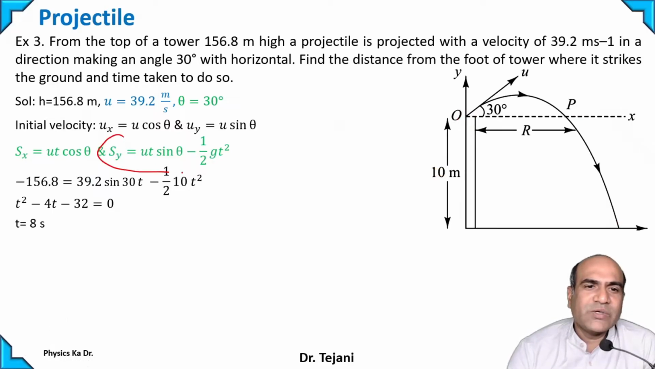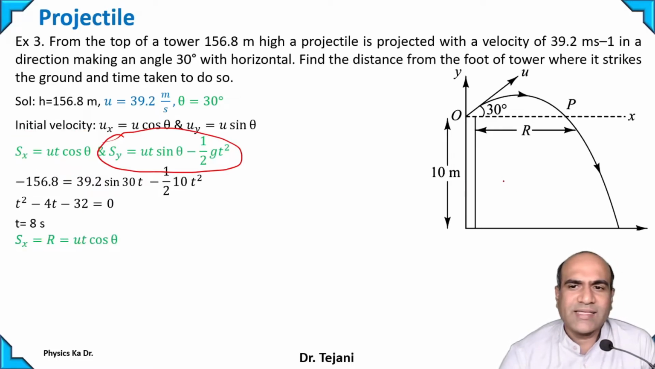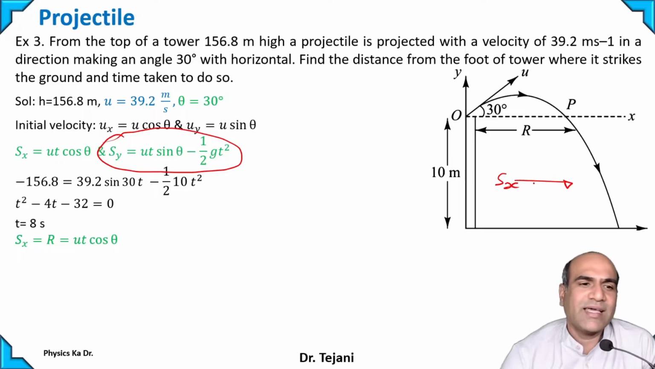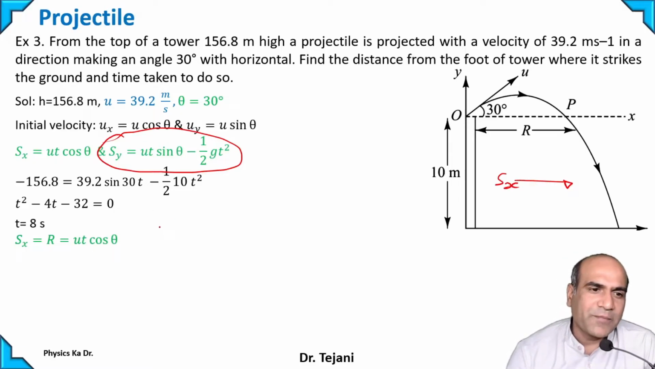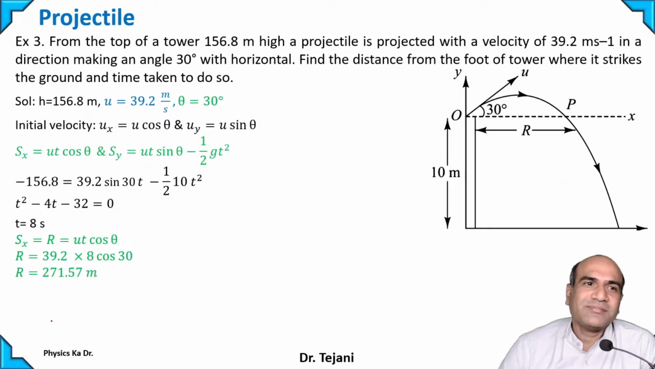So this equation is utilized. We have one more equation for that, and let's use this equation. Sx, that is what we call horizontal distance. Sx is equal to u cos theta t. We can put u is equal to 39.2 and t is 8 seconds. Now we know the value of time. See, the value of time is very important. And cos theta you can put here, and the answer is 271.5 square root of 3 meters. So simple. I think you must have compared your answer with this, and you must have got your correct answer.